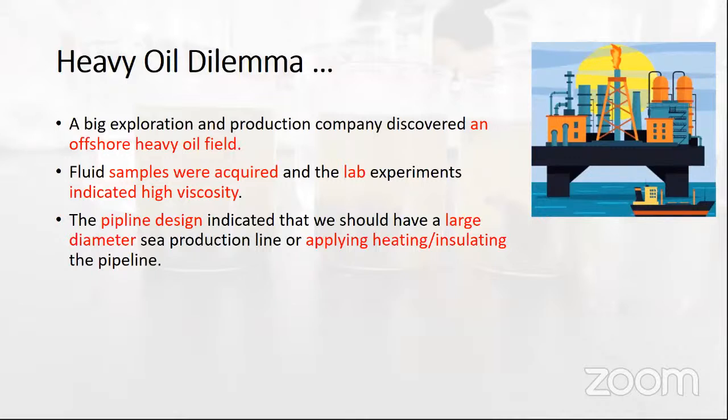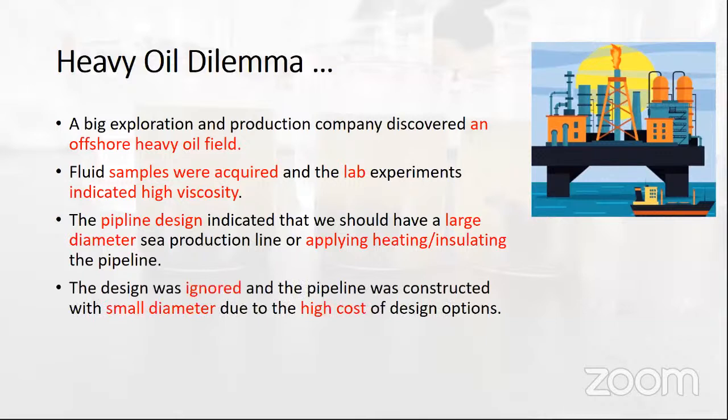The initial design for the production pipeline recommended that we should have a large diameter production line, or instead we can apply heating and insulating for this production pipeline. But unfortunately, the company didn't follow the design because they claimed that constructing this high diameter pipeline will have a high cost, and we don't want to spend this much money.